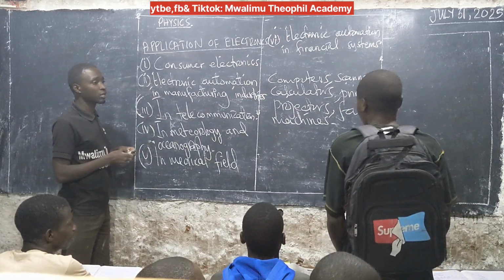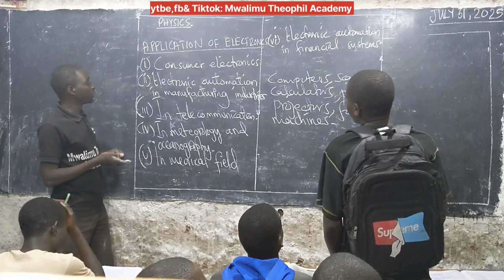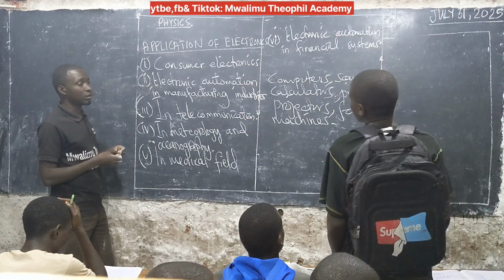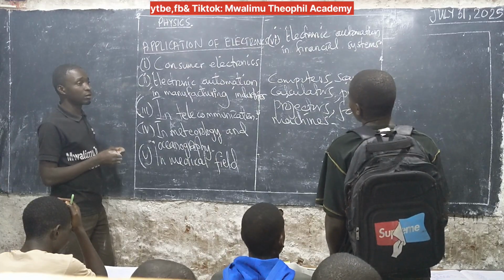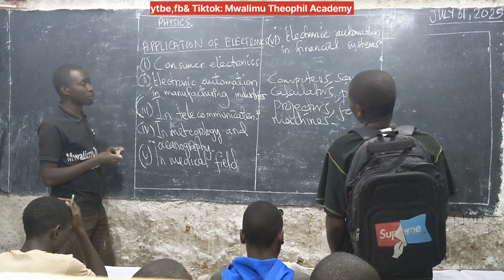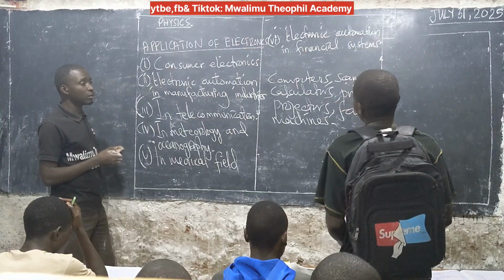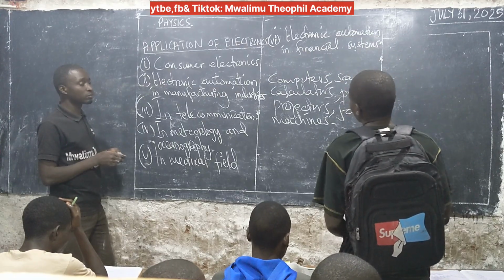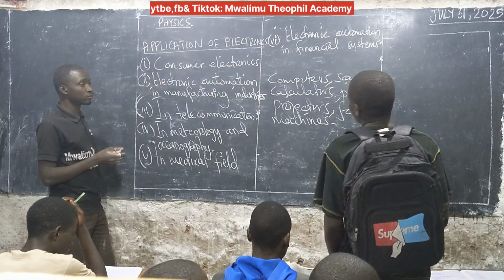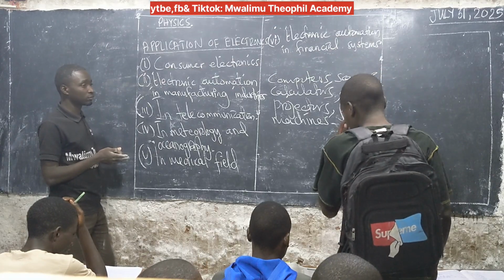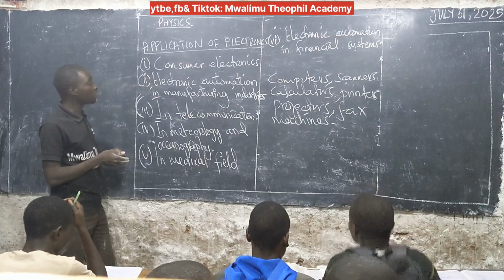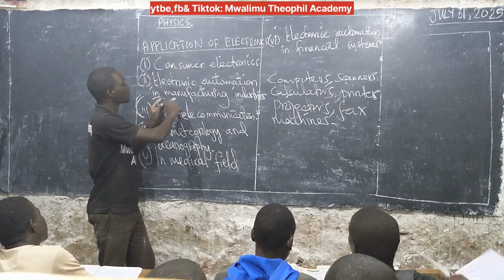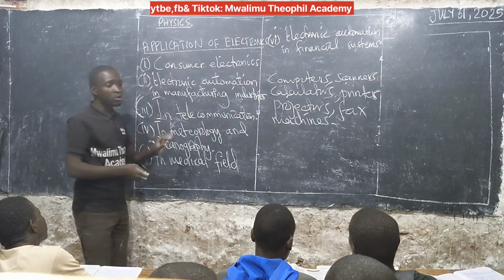Automation in manufacturing industries is mainly used since those electrical automation machines make difficult and dangerous work manageable without individual supervision. Yes, without individual supervision. Okay, thank you.